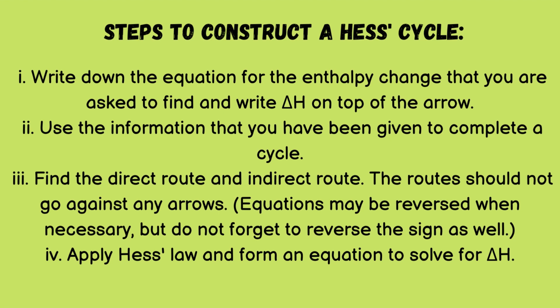What are the steps to construct a Hess cycle? Write down the equation for the enthalpy change that you are asked to find and write delta H on top of the arrow. Use the information that you have been given to complete a cycle. Find the direct route and indirect route. The routes should not go against any arrows. Equations may be reversed when necessary, but do not forget to reverse the sign as well. Apply Hess's law and form an equation to solve for delta H.